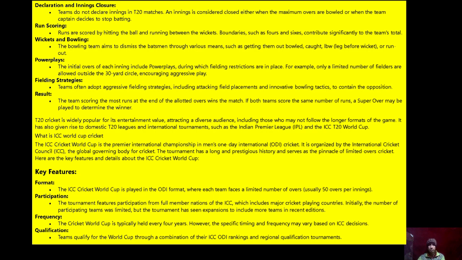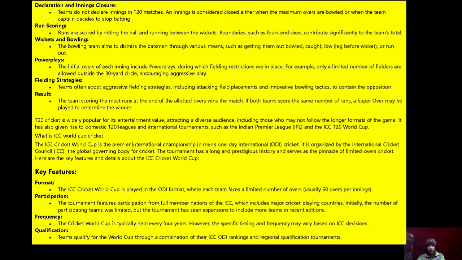Next point, league format. The IPL follows a league format where each team plays a set number of matches against the other teams in a round robin style. Teams also earn points based on the match results.